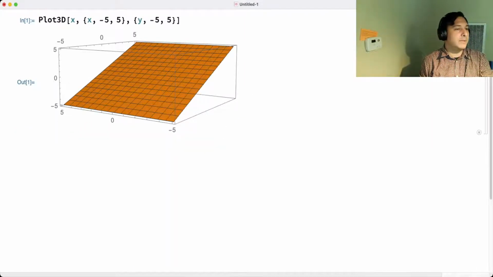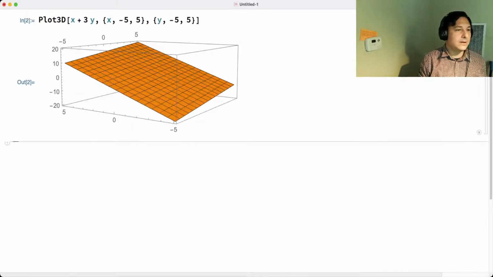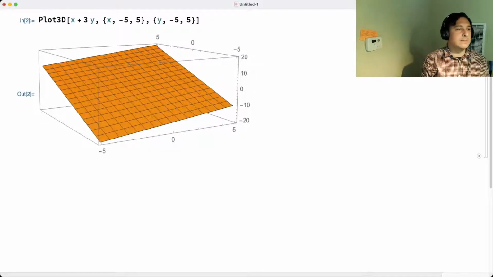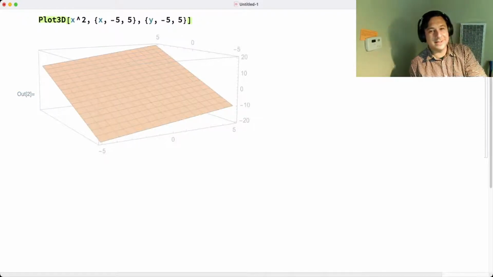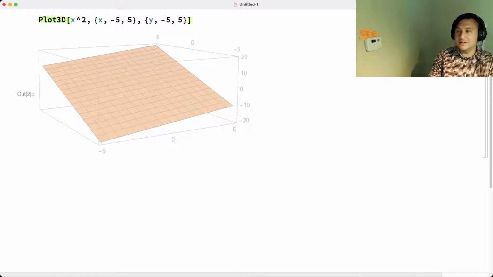So let's make this more complicated. Let's do x plus 3y. Now you can see that it's this plane, but it's tilted a little because now it depends upon the x and the y value. Okay, what do you think I'm going to get if I put x squared? Like, what shape should we end up getting in our surface? If I put x squared, let's guess before we actually do it.